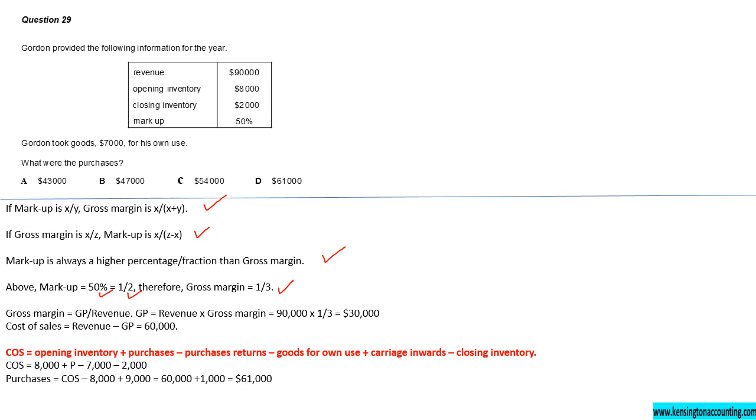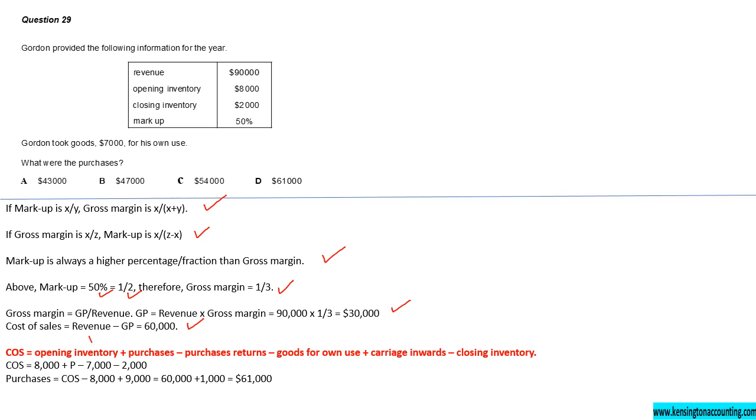Now, gross margin is defined as gross profit divided by revenue. We have revenue, we have gross margin. Therefore, gross profit is revenue times gross margin, which is 30,000. Now, we know revenue, we know gross profit. Therefore, cost of sales is revenue minus gross profit, which is 90 minus 30. That's 60,000.